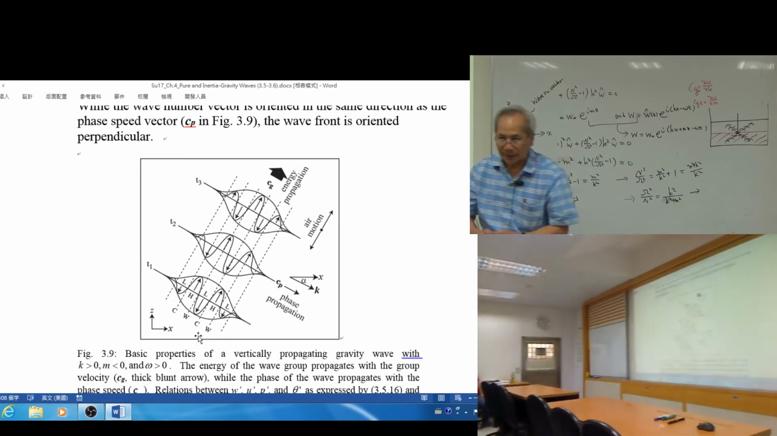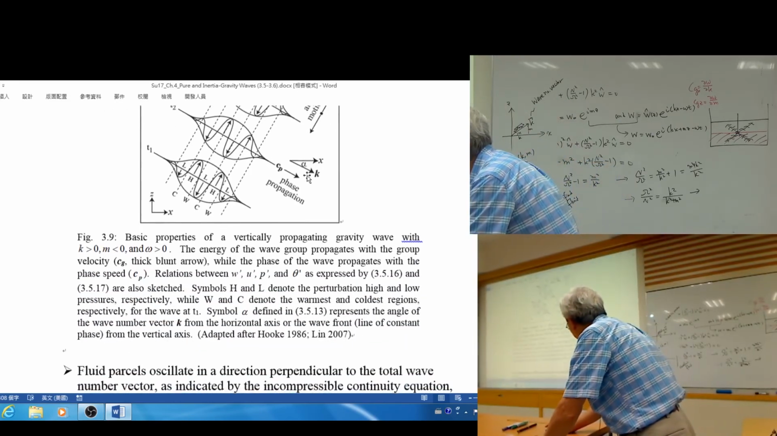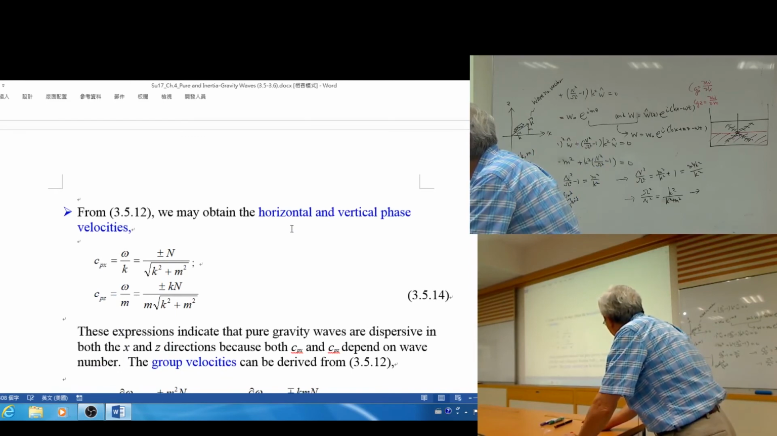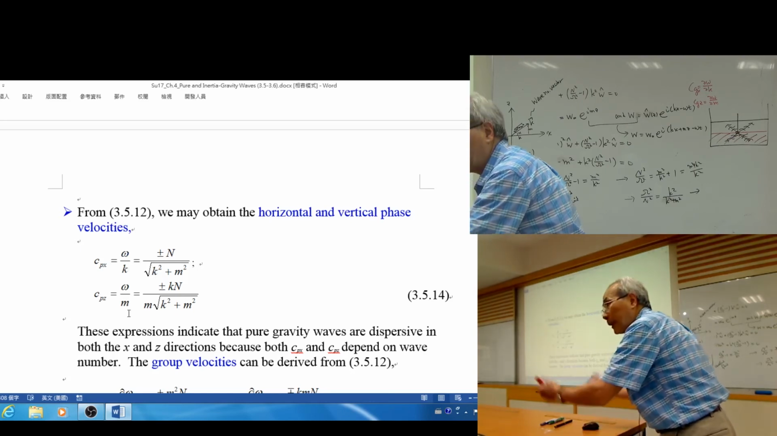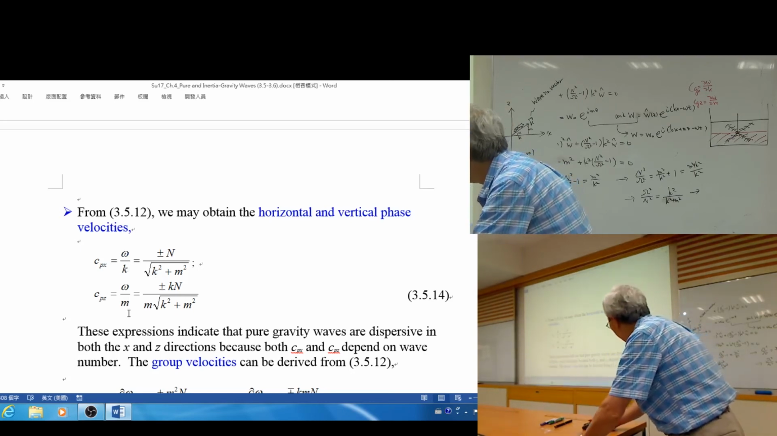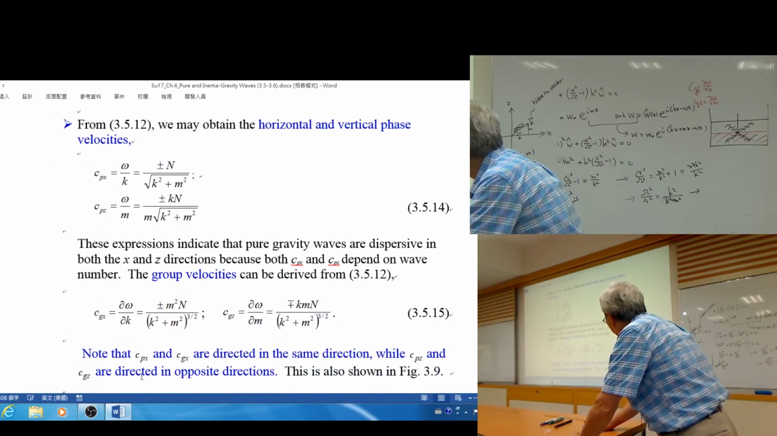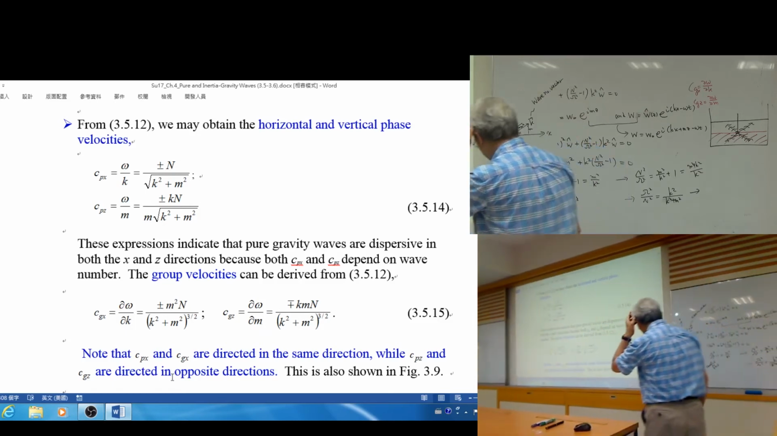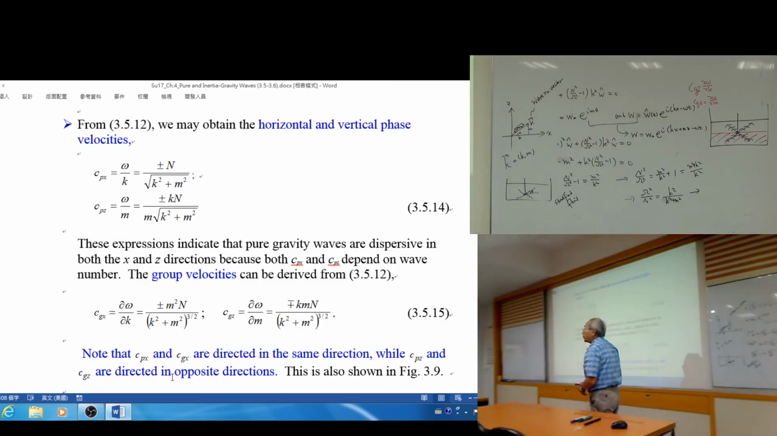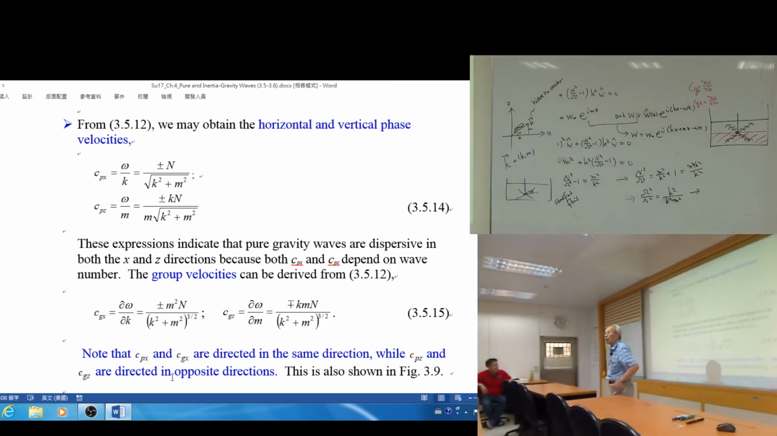And how to do it? Okay, you can go down here. So you can find the phase speed in x direction, in z direction. See here, in z direction. You can calculate, right? Omega divided by k, omega divided by m. That's pretty easy. Algebra, no calculus. And for group velocities, you can take partial omega partial k, partial omega partial m, like this. So now, this is very important. This has very important applications to NWP, numerical weather prediction.